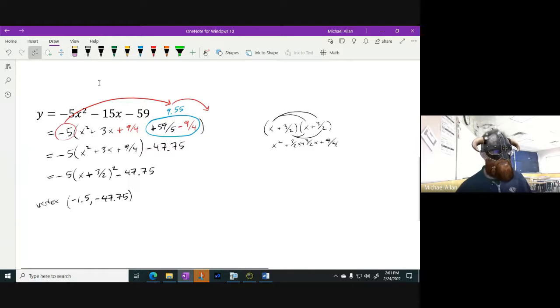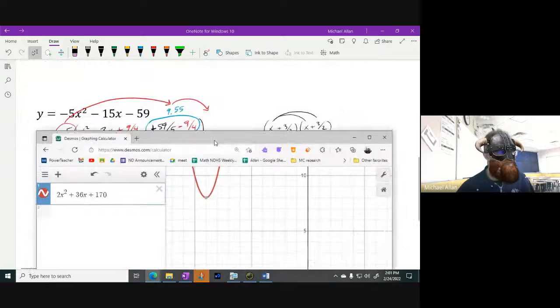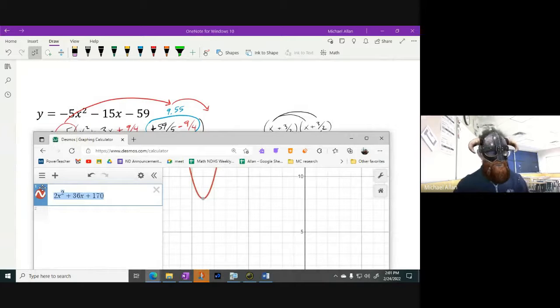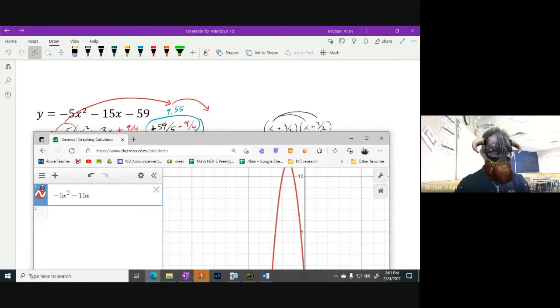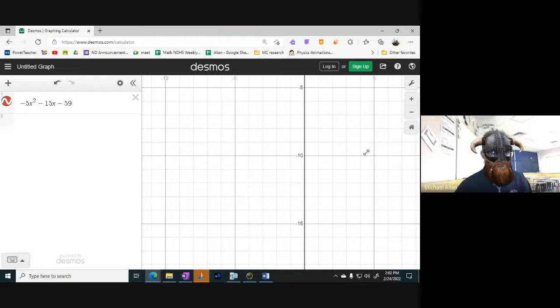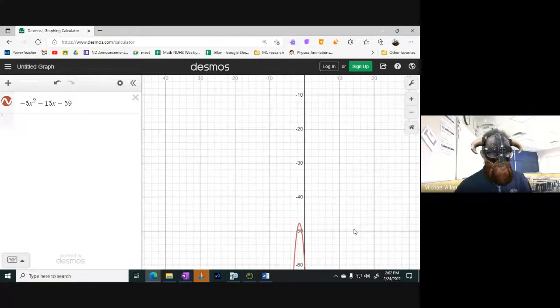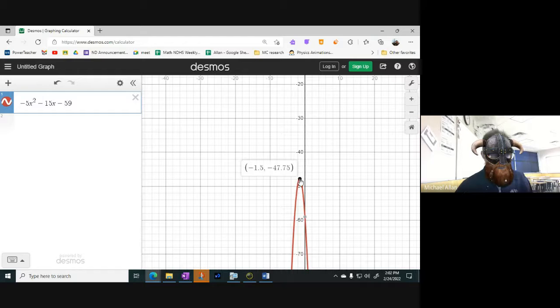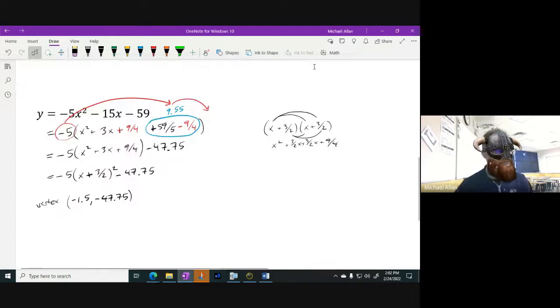I'll pull up my graphing calculator here. I'm going to just test to see if we did that correctly. Okay, so it goes down to the negative 47. I'm going to have to zoom out here a little bit. Oh, there it is right there. Yeah, those are the same numbers. Negative 1.5 and negative 47.75. I did something correct here, so that's awesome. Put a little check mark on that, and we're done.